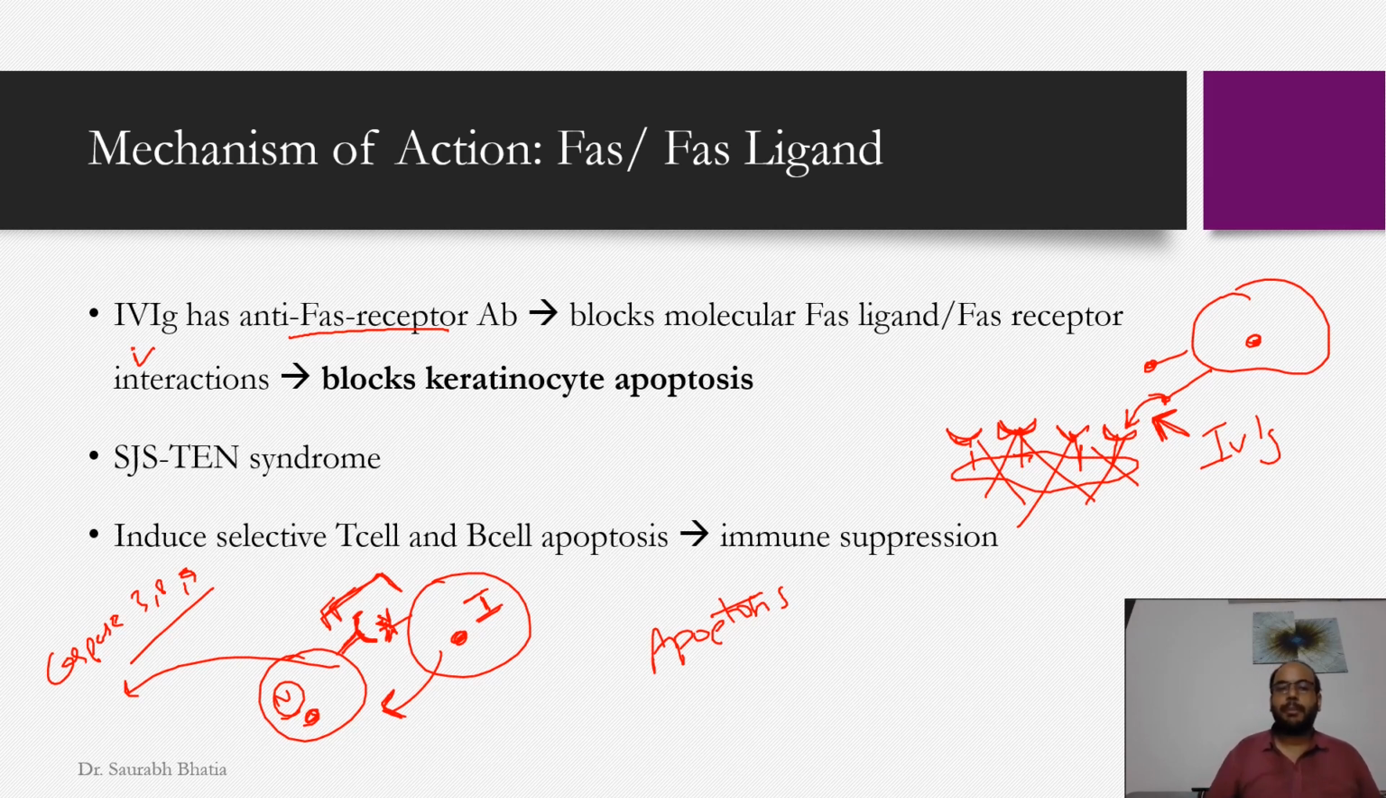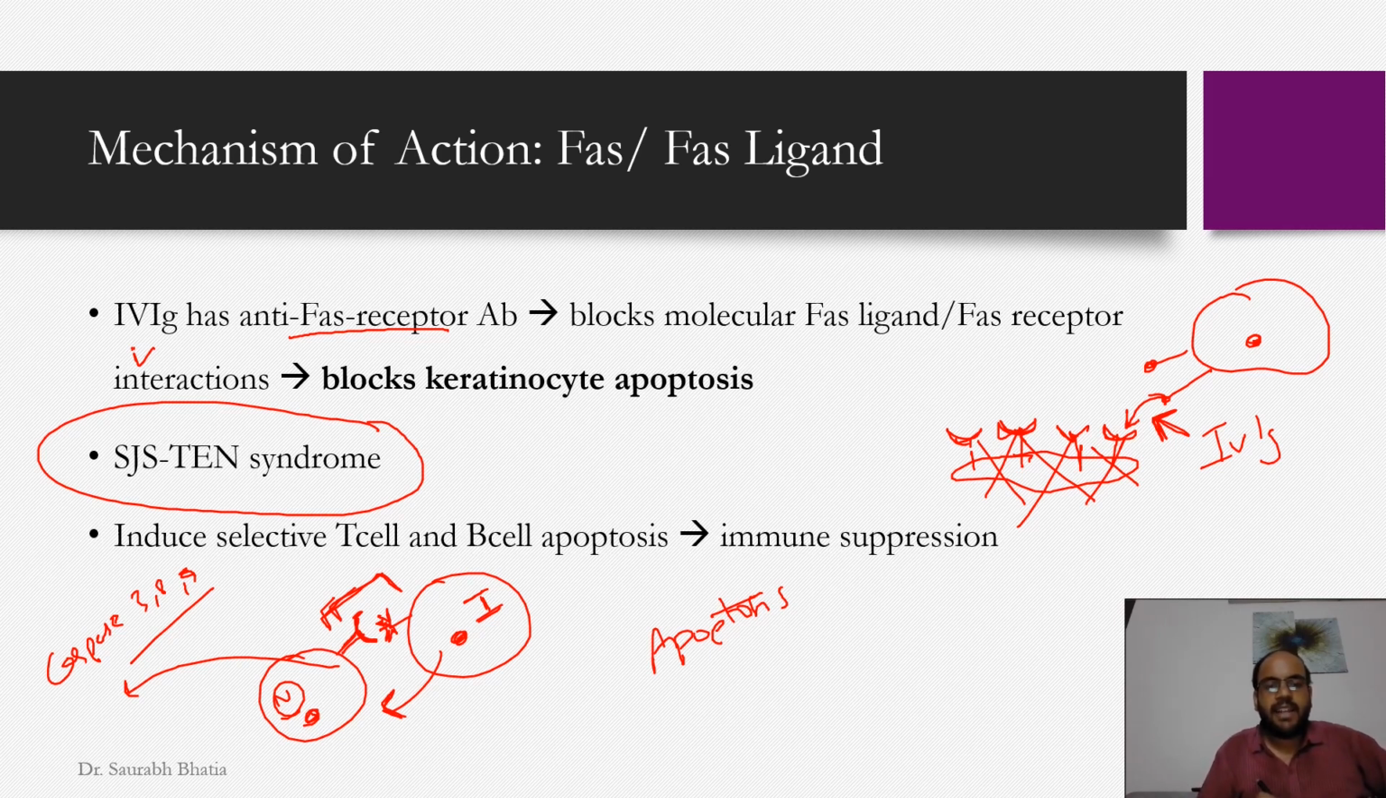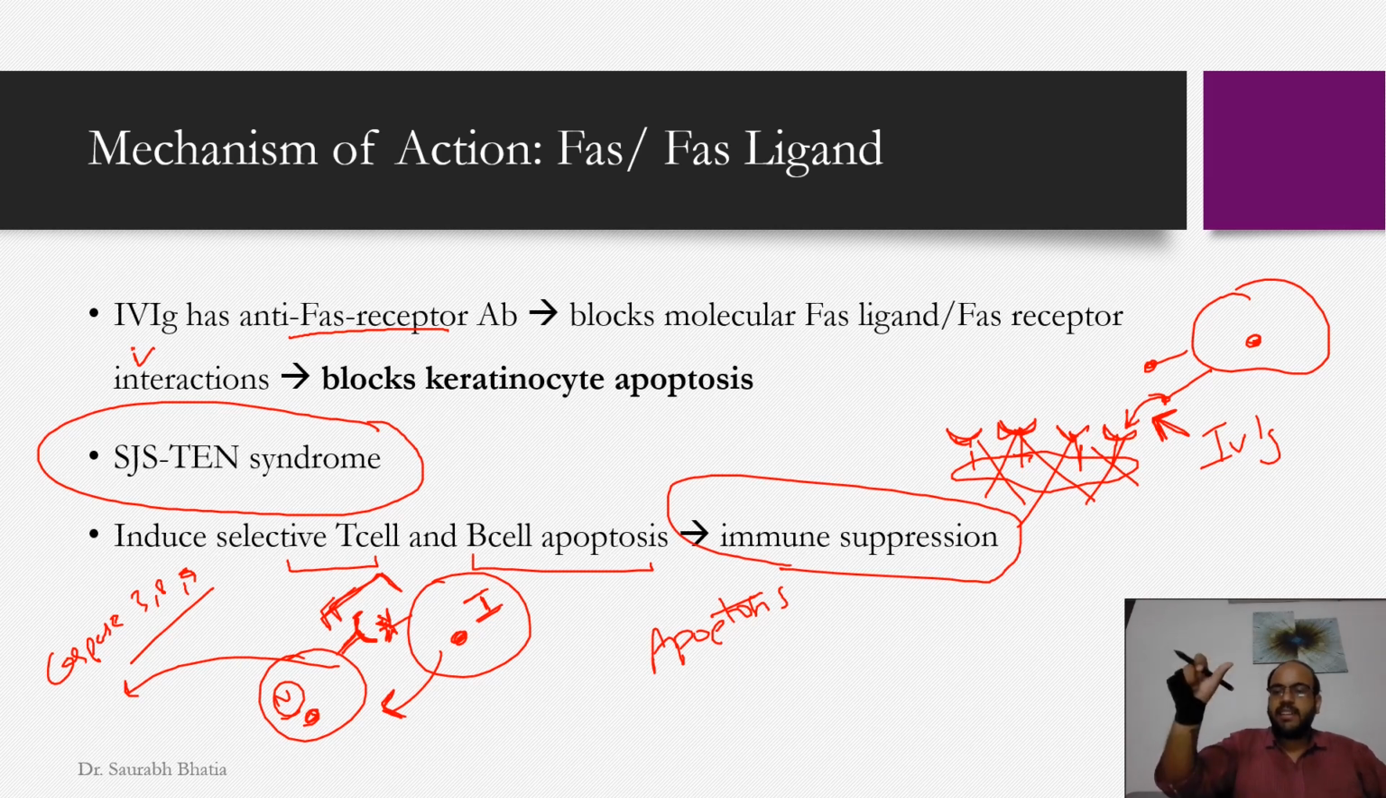and you'd have a suppression of keratinocyte apoptosis. This function is important in SJS-TEN syndrome, in which the Fas ligand death domain receptor pathway is implicated for destruction of skin or destruction of keratinocytes. Okay. Now, this Fas ligand interaction by IVIg can also induce selective T cell and B cell apoptosis, thereby causing immune suppression. So, IVIg is stopping the apoptosis of keratinocytes and also increasing the apoptosis of T cells and B cells. And that is how inflammation is reduced and the skin keratinocytes are saved. So the major function of this mechanism is seen in SJS-TEN.